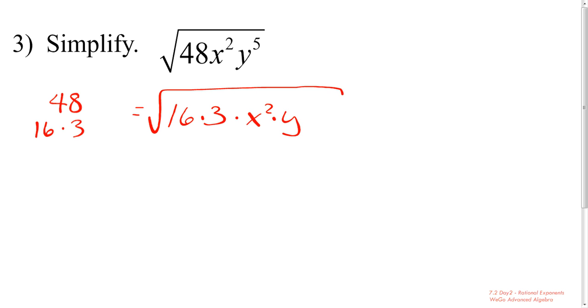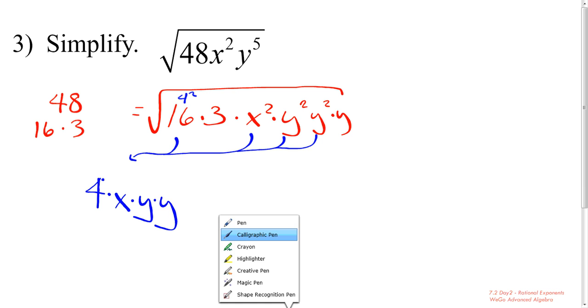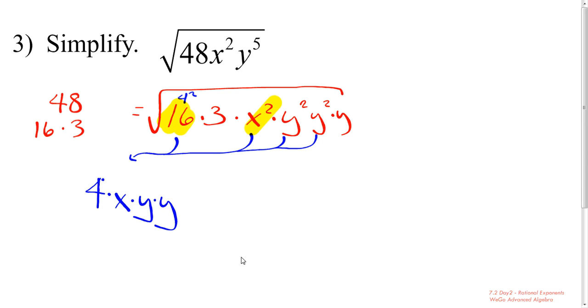And again, I have 5 y's here, so I've got 2, 4, 5. Who's going to make it out alive? The 16, the x squared, and those. So square root of 16 is, again, remember, this is really 4 squared. So that's 4 times x times the y times the y. Because remember, anything that's a perfect square on the inside happens just one time on the outside. And then these guys that are solo artists get to stay on the inside.